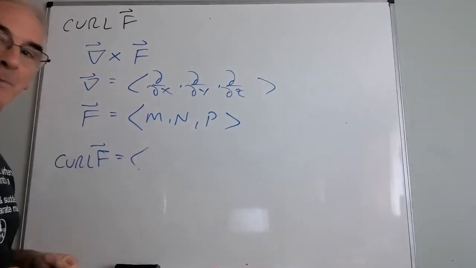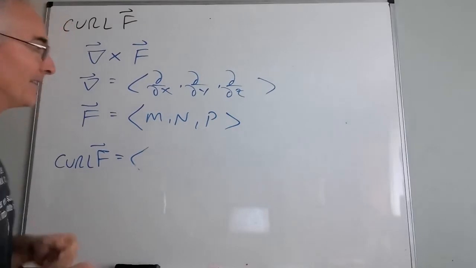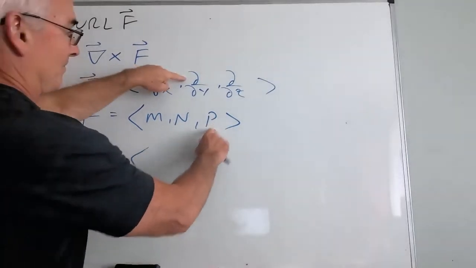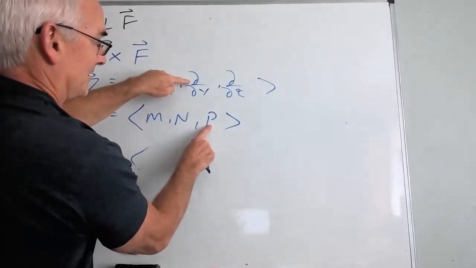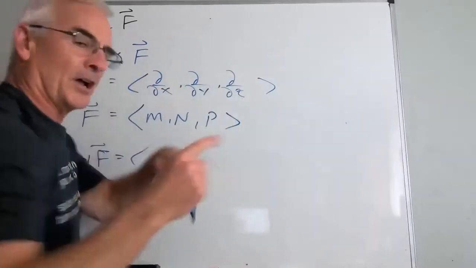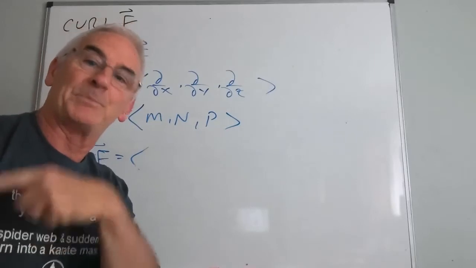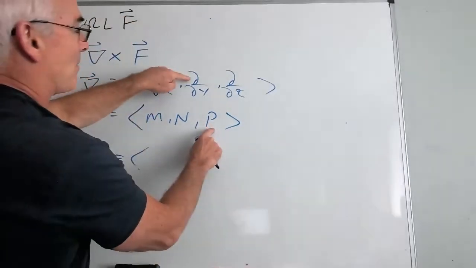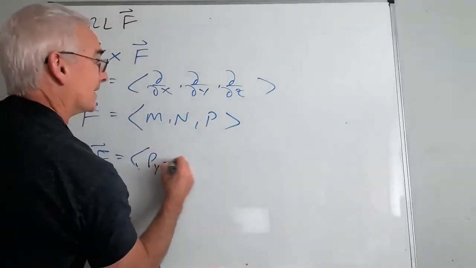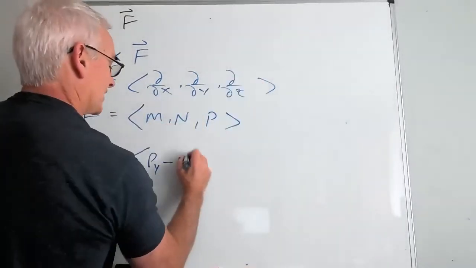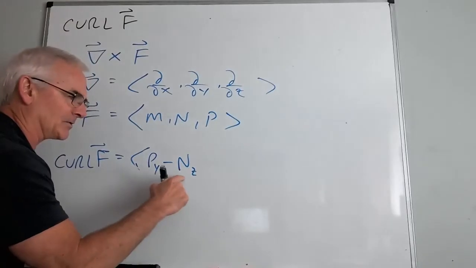We're doing a cross product. Remember how we do that? It should be the dp dy minus the dz. Other way around. Partial p, yeah. I'm standing so close to the board I can't even read my own writing. Minus nz.